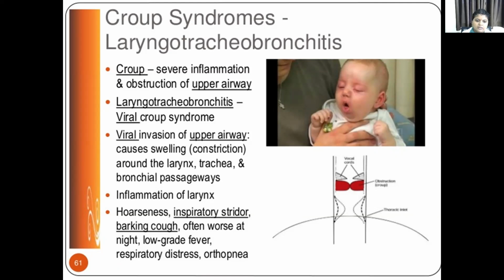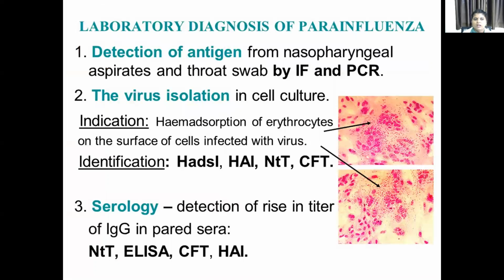In those cases, the other manifestations are hoarseness of voice, inspiratory stridor, barking cough, often worse at night. Low-grade fever can be seen. Sometimes respiratory distress or orthopnea are also other manifestations. Specimens that we commonly take are nasal swabs or throat swabs.